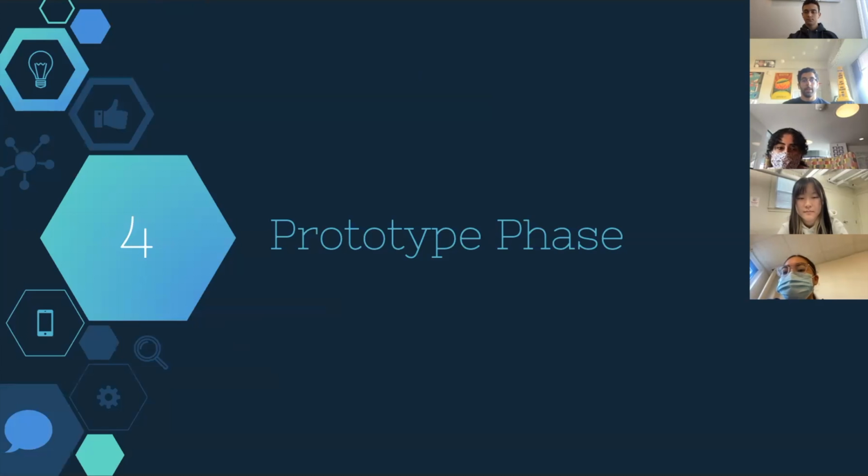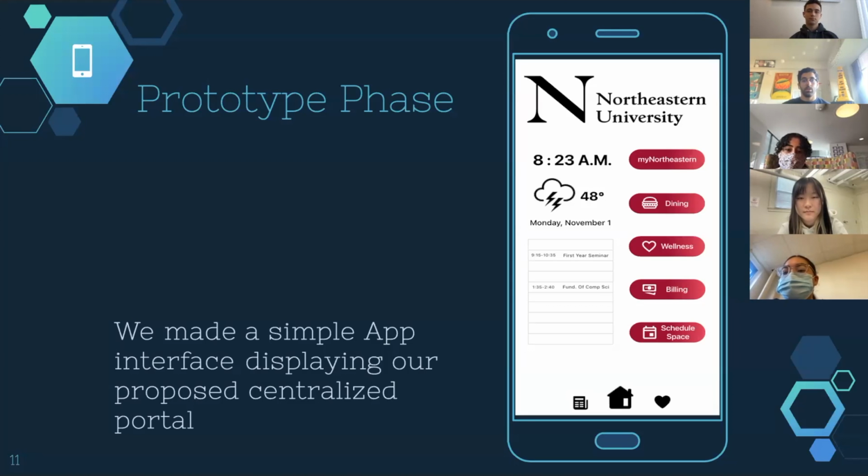And then we go to the prototype phase. So we started off by making this simple app interface that displays our proposed centralized portal. This is just the home page, and it just has a few of the things we were deciding in our brainstorming phase to put into the app, like dining, wellness, billing, and scheduling spaces. And then we worked on updating it to make it more in depth and feature more of the things we want to include later on.